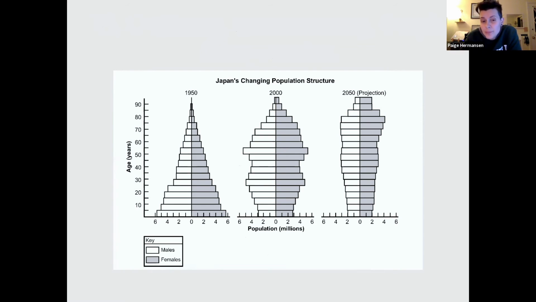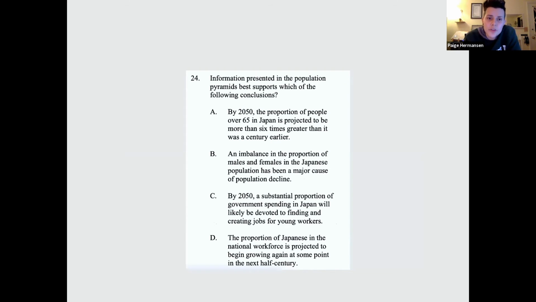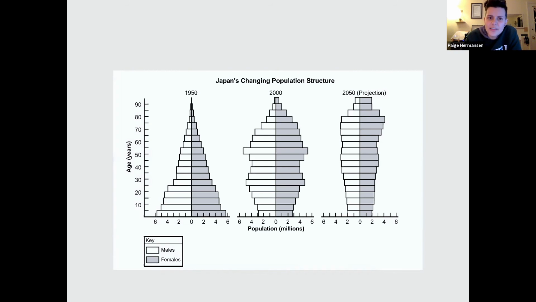And this is another type of question. These are really unusual. This will give you a graph or a chart or some graphical representation of data and then ask you a question about it. So this is a chart of the changing population structure in Japan between 1950 and 2000, and then a projection of population in the year 2050. And you have this question accompanying it. Information presented in the population pyramids best supports which of the following conclusions. So we would be expected to look at this graph and learn something from it, right?